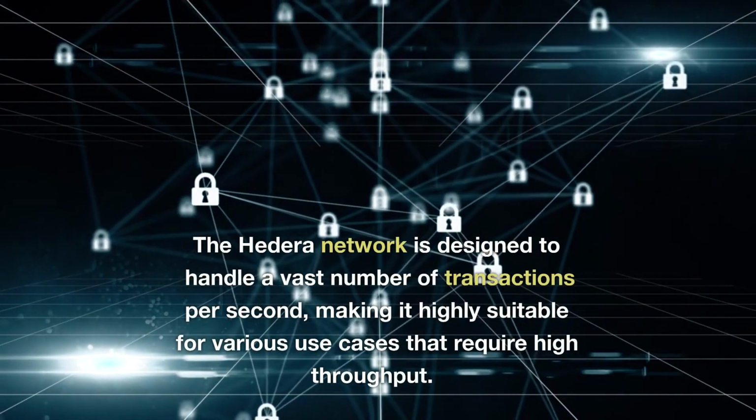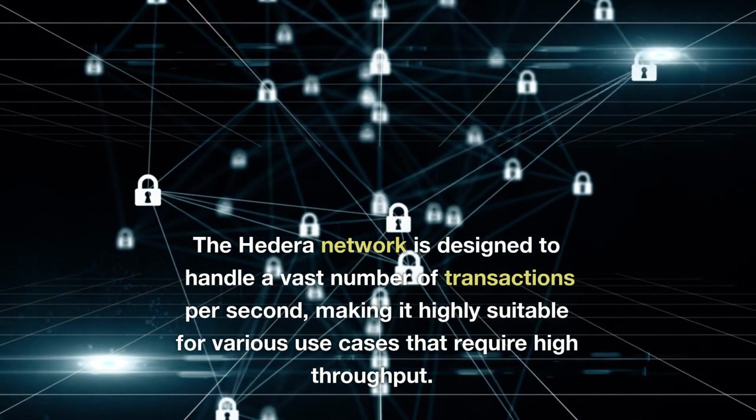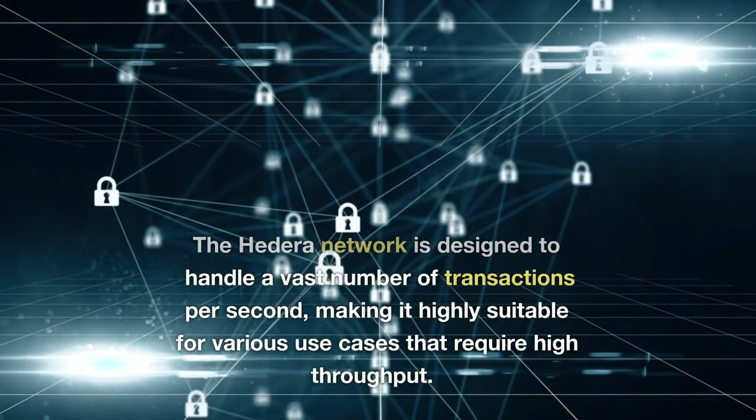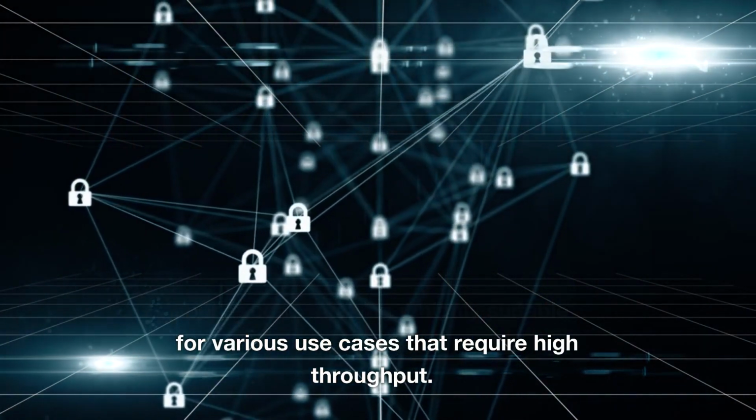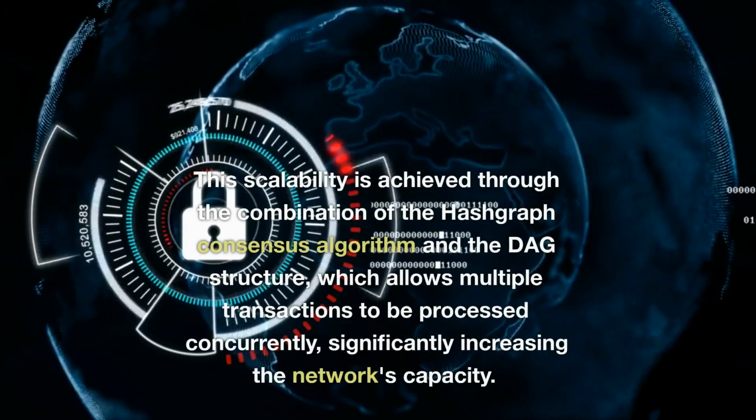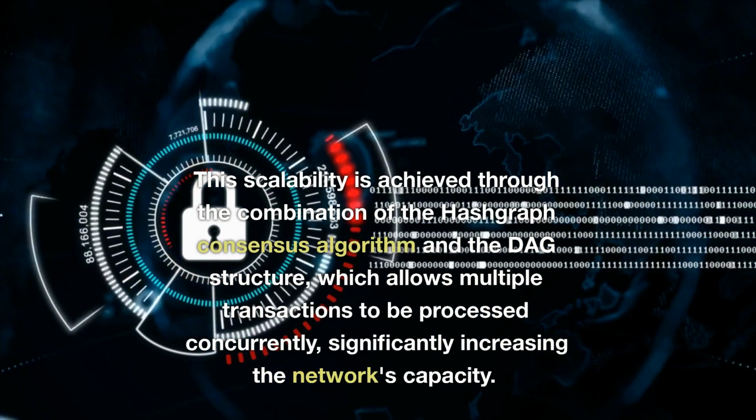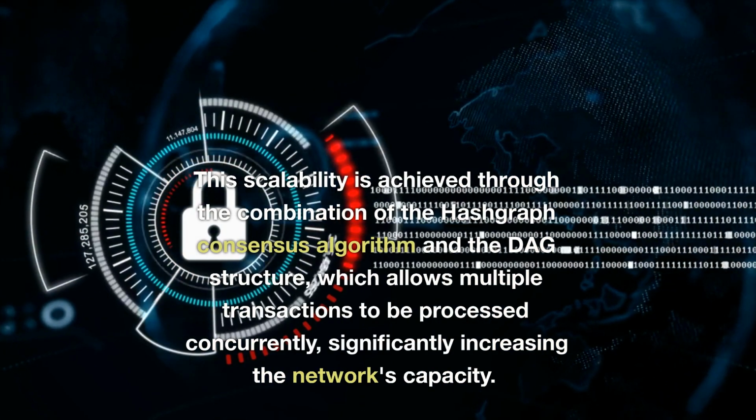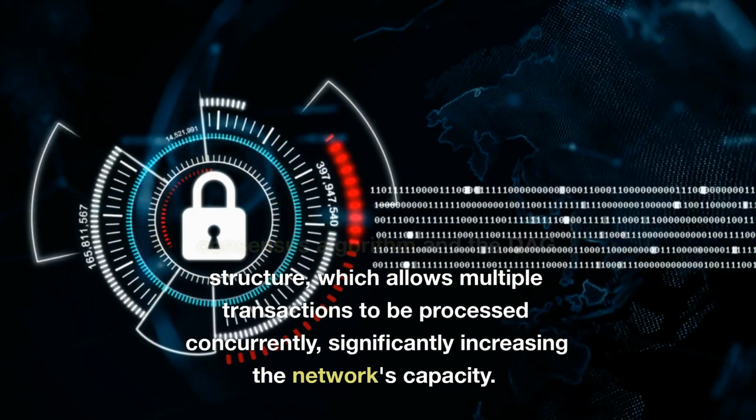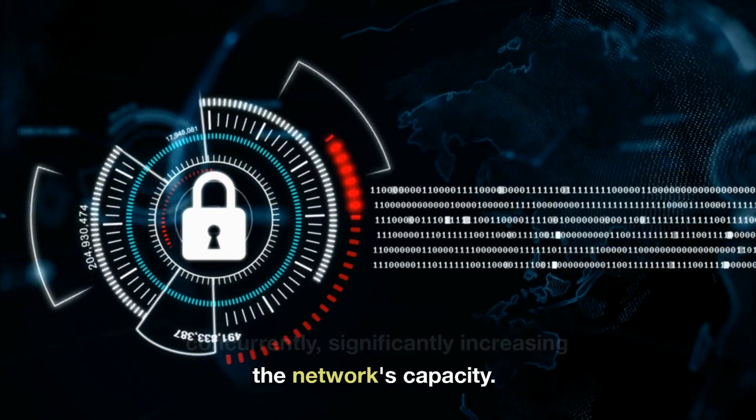The Hedera network is designed to handle a vast number of transactions per second, making it highly suitable for various use cases that require high throughput. This scalability is achieved through the combination of the hashgraph consensus algorithm and the DAG structure, which allows multiple transactions to be processed concurrently, significantly increasing the network's capacity.